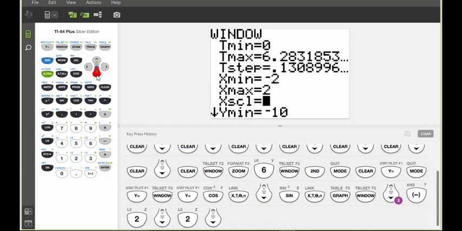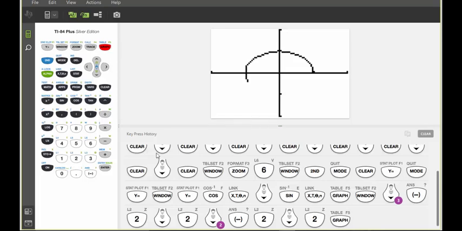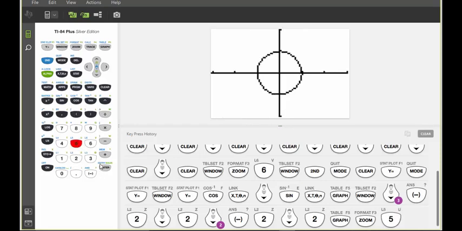And then I can cruise down and go -2 to 2. And then let's graph it. It'll be a little bit prettier. Nice. I can also do zoom square because this thing looks elliptical. So I can go to zoom and square, which is 5. And look at that. Isn't that a pretty old circle?